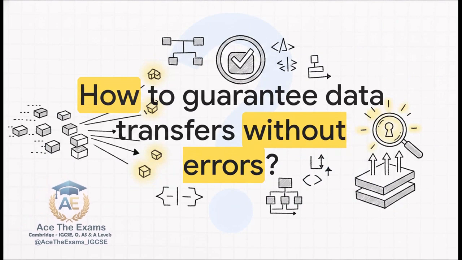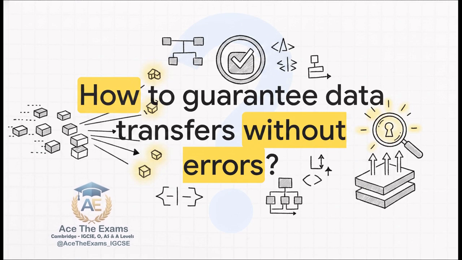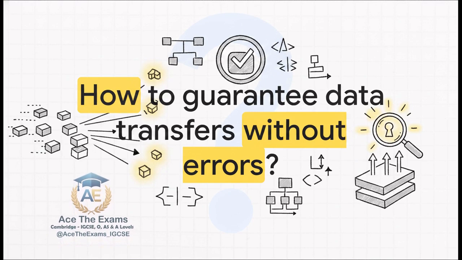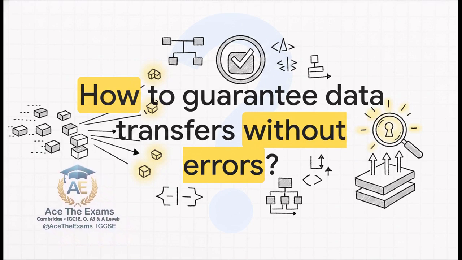But here's where the stakes get a bit higher. It's one thing to search for data locally, right? But what happens when that data is moving? In just a moment, I'm going to show you a hidden examiner clue that will completely change how you answer these questions. But first, you need to understand exactly how algorithms verify that data hasn't been corrupted during transmission.